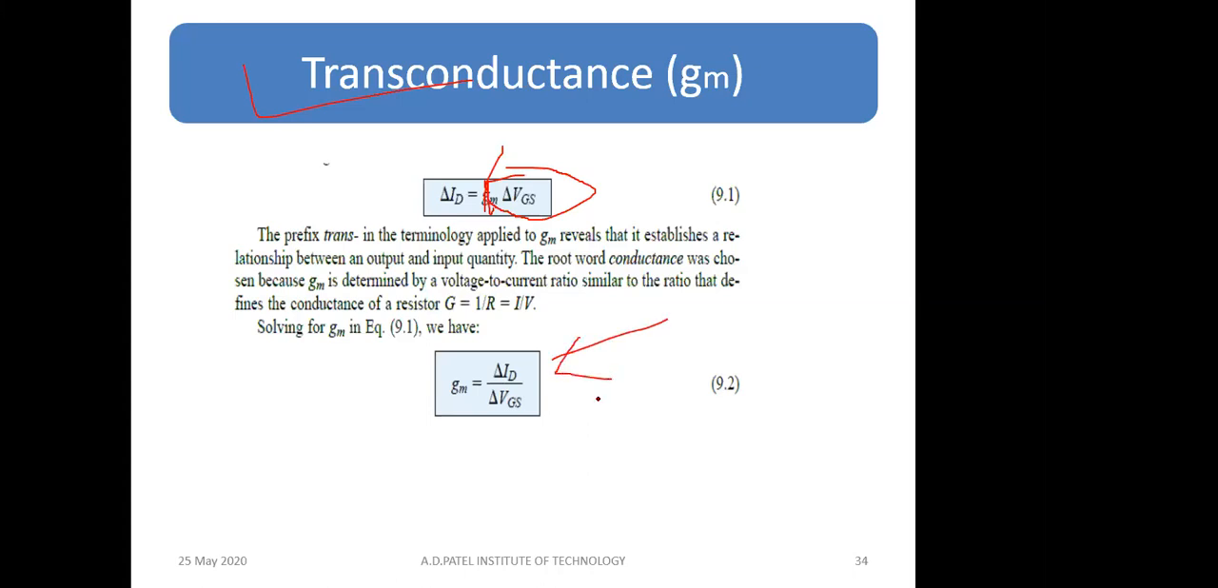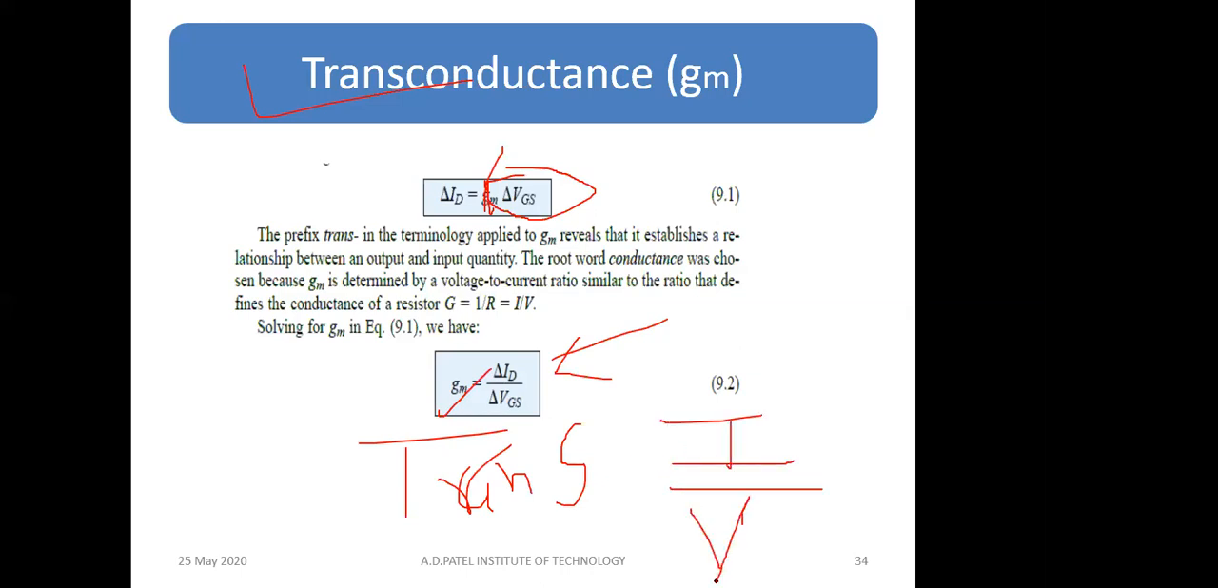Now how to find this? The name suggests it is transconductance. Conductance, as we know, is I by V, whereas resistance is V by I. So this is the current I, and there will be voltage VGS, so that is I by V. Another term is trans. Trans means one quantity will be output and one quantity will be input. In this case, ID is the output quantity and VGS is our input quantity. So that's why the name is transconductance. I think you have understood that point.